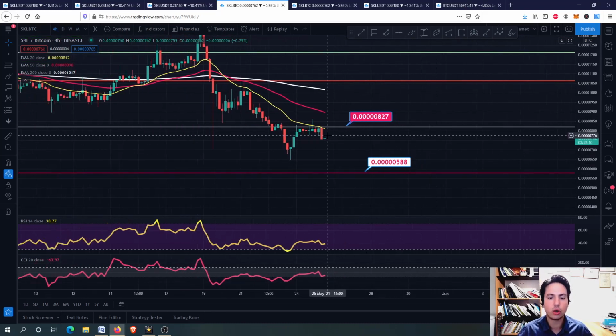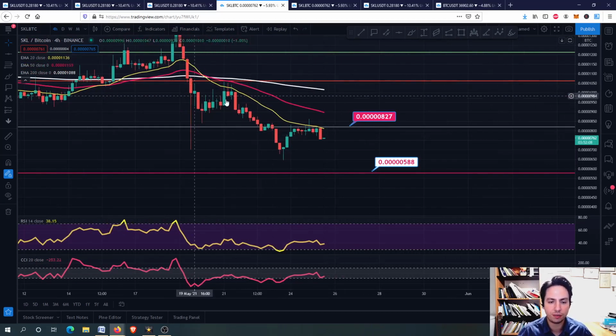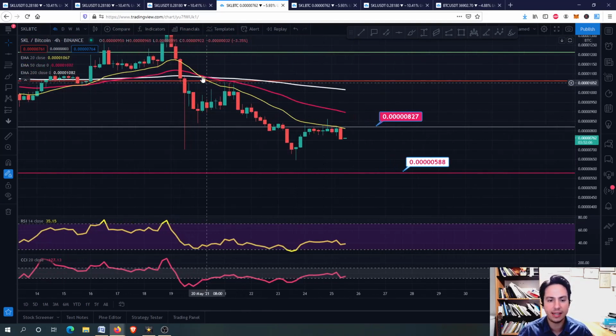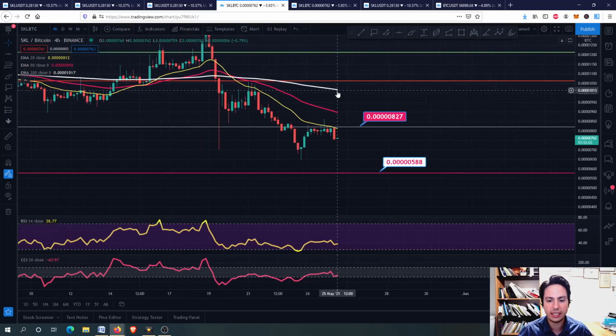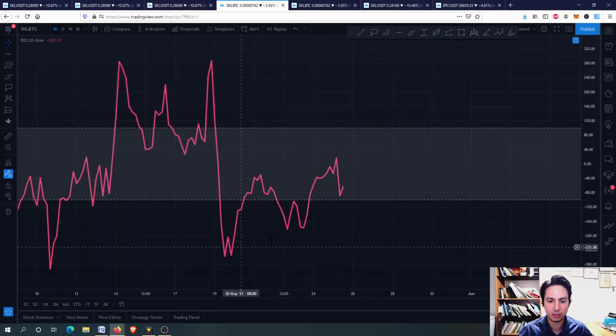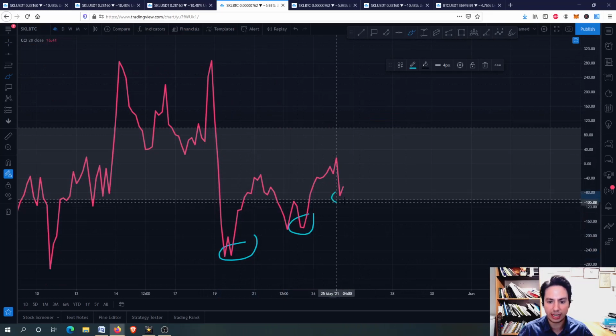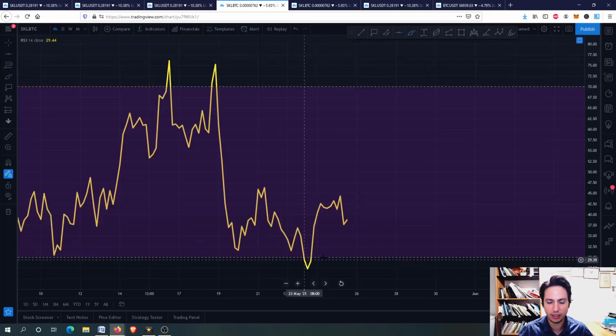collapsing down to 0.50588. Okay, so we need the momentum shift because the 50-day EMA is above the 20-day EMA. When this happens, we have a bearish cross. We are beyond the 200 EMA as well. What you can see here for SKL against Bitcoin is that we need momentum, having higher lows and going upwards. For the RSI we needed the same. We need to have higher lows.